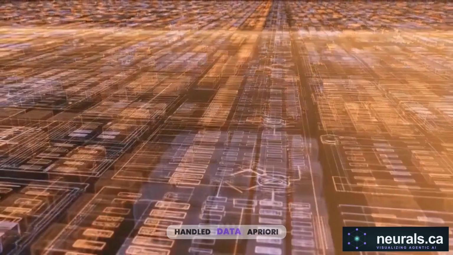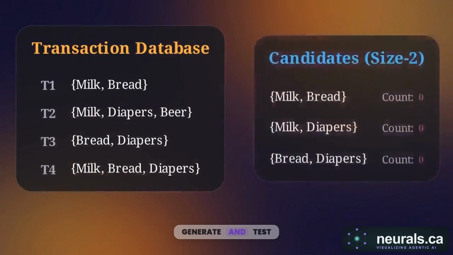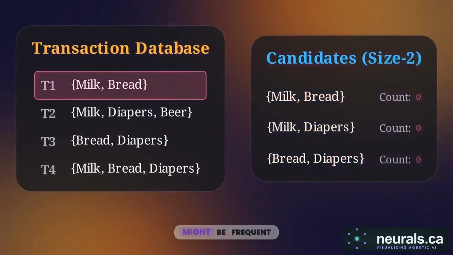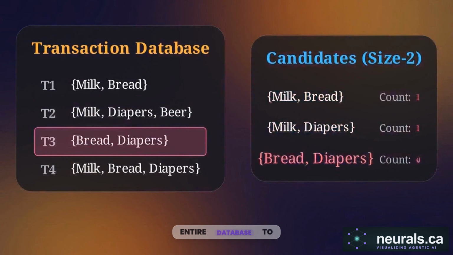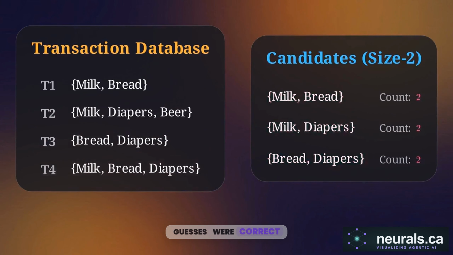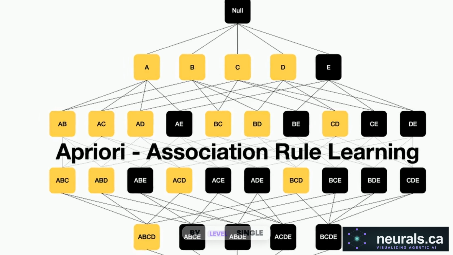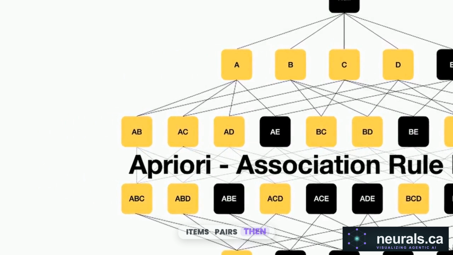handled data. Apriori operates on a generate and test philosophy. It makes a guess about which item combinations might be frequent, then scans the entire database to see if those guesses were correct. This lattice diagram illustrates Apriori's core weakness. It generates candidates level by level, single items, pairs, then triplets, rescanning the database each time.